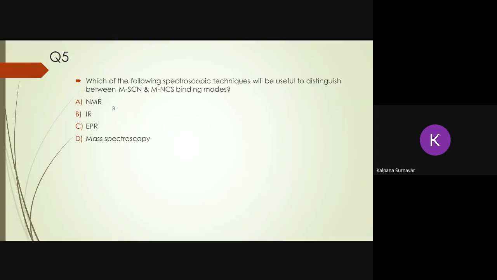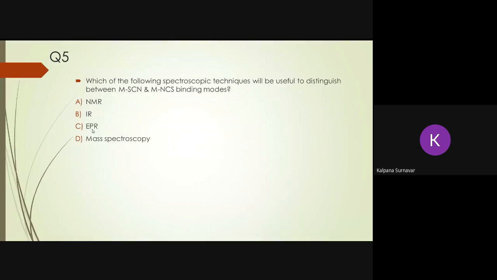NMR spectroscopy. Does NMR spectroscopy distinguish the M-SCN and the M-NCS? No, because NMR spectroscopy gives the idea about the number of hydrogens, number of carbons, and the IR spectroscopy is the second option. Third one is EPR, and fourth one is mass spectroscopy. See, the fourth option is mass spectroscopy. Mass spectroscopy does not distinguish the M-SCN and the M-NCS binding modes because mass spectroscopy measures the masses, and the masses of both are equal.